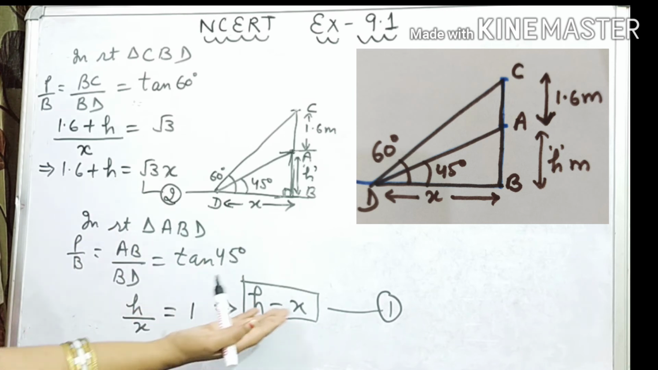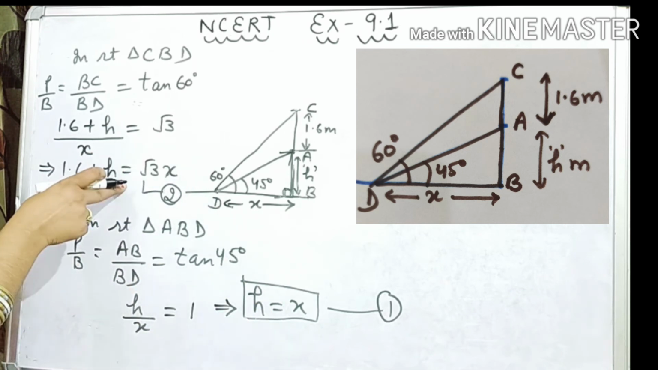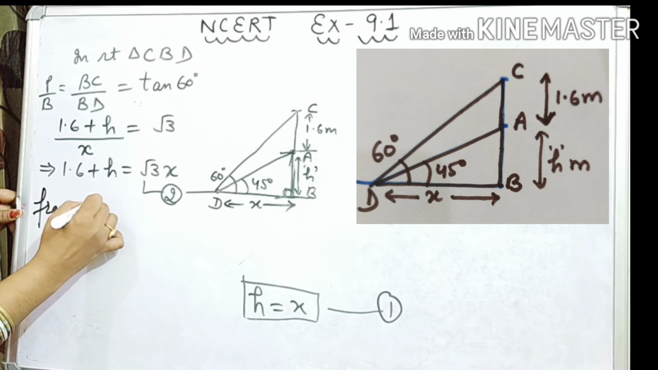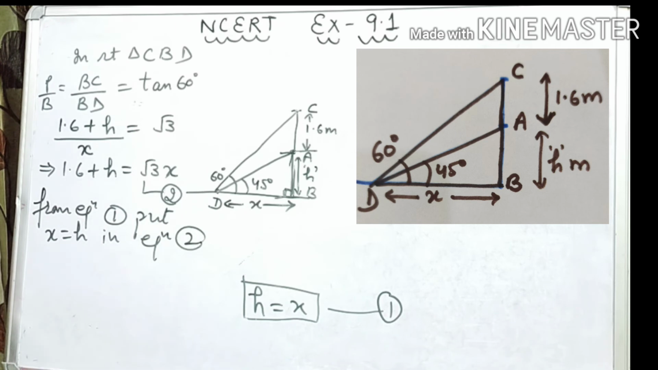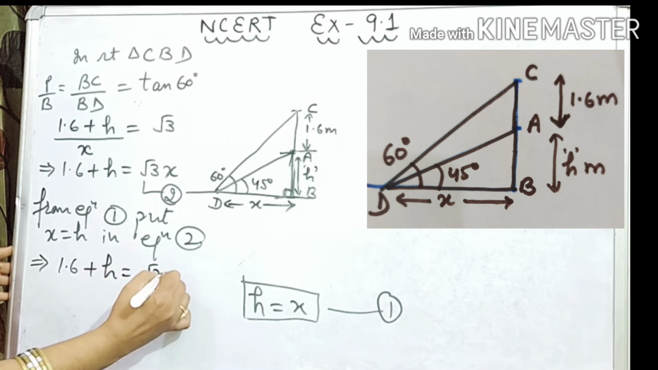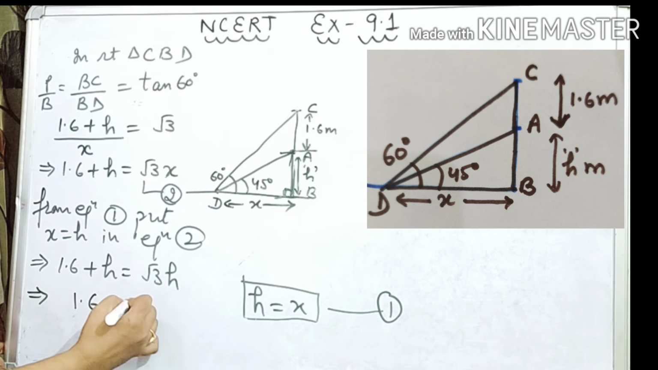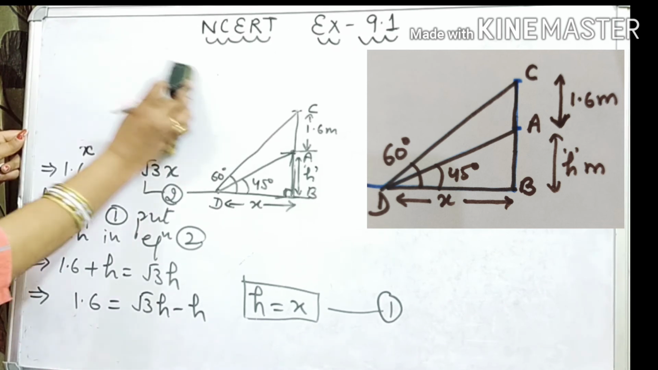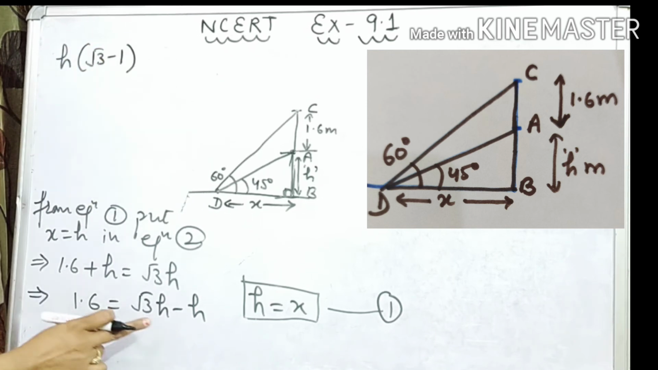From equation 1 we have that x is equal to h, and because we have to find the value of h, I'm putting the value of x from equation 1 into equation number 2. So from equation 1, put x equal to h in equation 2. Now what will happen here? This will be 1.6 plus h equal to root 3 h. Now I'm collecting the like terms: 1.6 equal to root 3 h minus h. What can we do here? Root 3 h minus h, can we take the common? Yes, we can take h common. It will be h, and inside the bracket I get root 3 minus 1, and it is equal to 1.6.